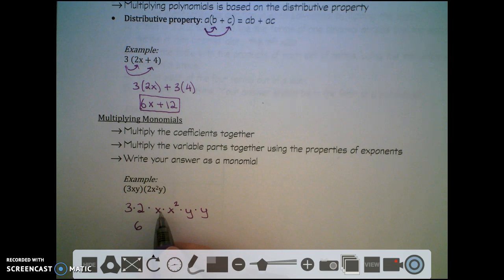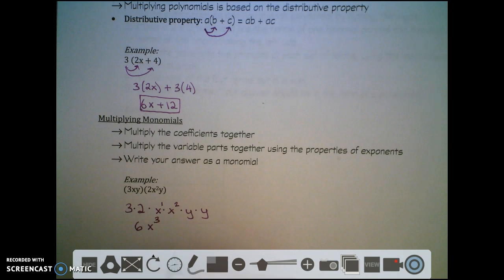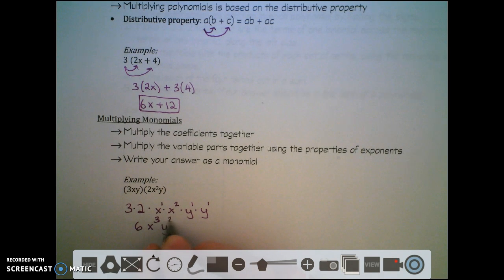X, without an exponent, has an invisible exponent of 1. When we multiply two numbers that have the same base, we add their exponents. So 1 plus 2 is 3. So I have 6x to the third. Again, with my variables, my invisible exponents are 1 and 1. So y times y is y squared, or 1 plus 1 is 2. And that's my answer. That's my monomial.